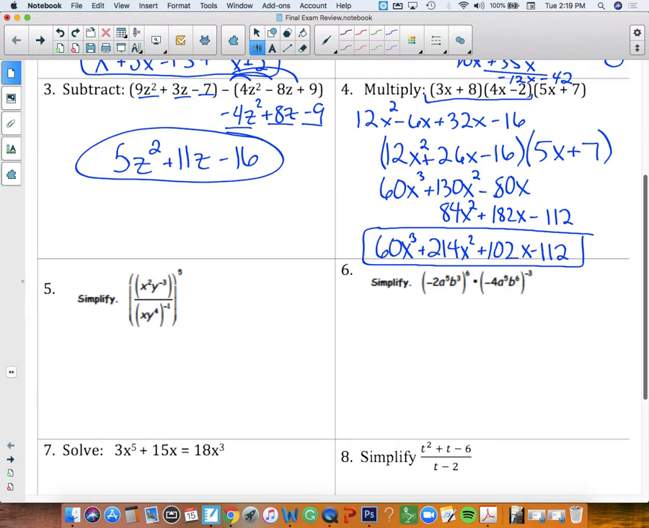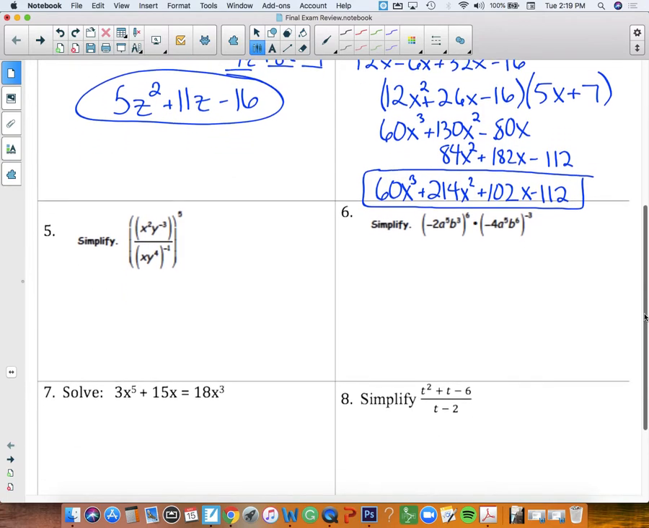Okay, quick fix. The big thing here is try to stay organized when you're doing these larger polynomials, because you can kind of lose your place in those.